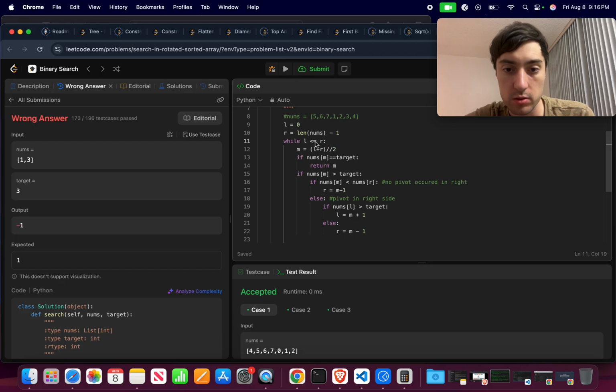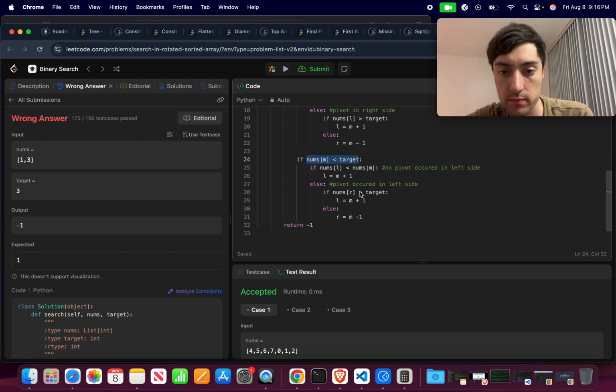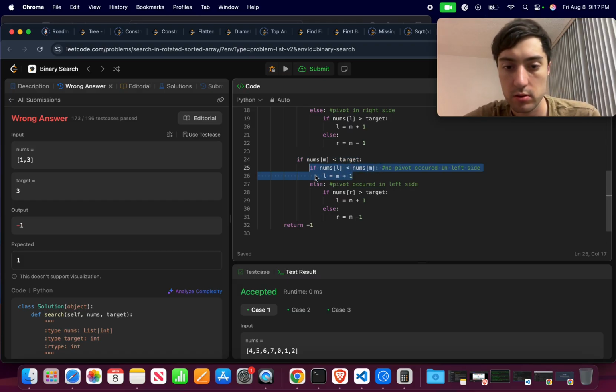And this is equal to, so it should be okay with that. So now, if it's less than target, so the midpoint is too small, and the left side doesn't have a pivot, then I can get rid of the left. That makes sense. Okay. Otherwise, the pivot occurred in the left side. Yeah, that makes sense too.